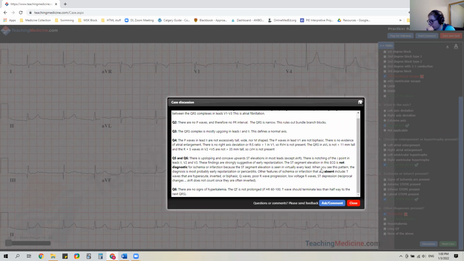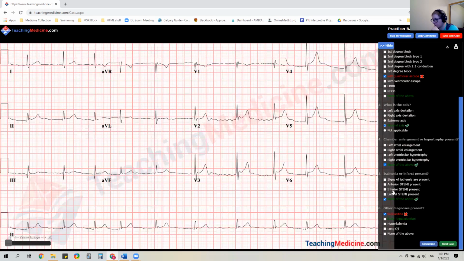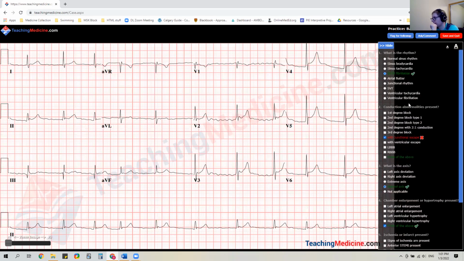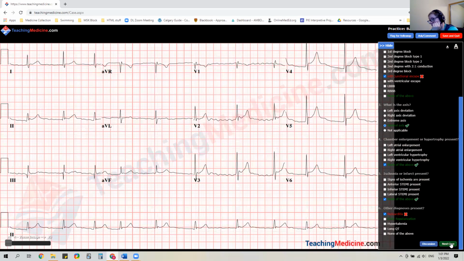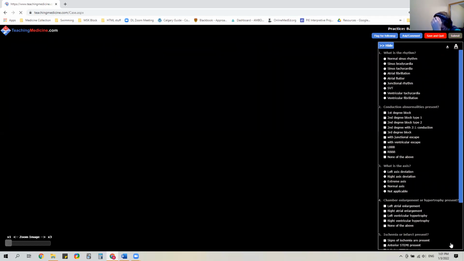Strongly suggestive of early repolarization. It's not diagnostic for ischemic infarction because it's seen in almost every lead. So because of that, it's really probably early repolarization or pericarditis. So the notched J wave differentiates pericarditis from early repolarization. Probably kind of advanced level here, but the other stuff, the junctional escape, I guess you just wouldn't say it's there because I guess it's still normal. All right, so number 5.